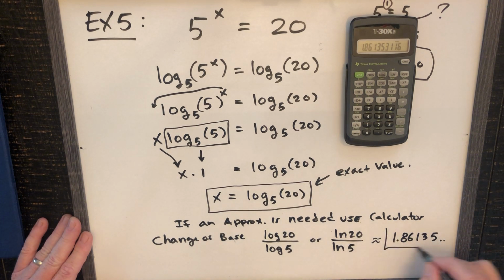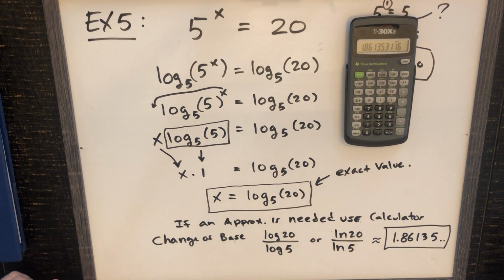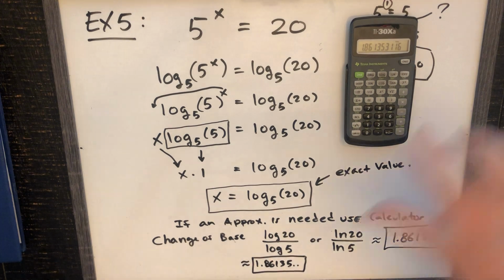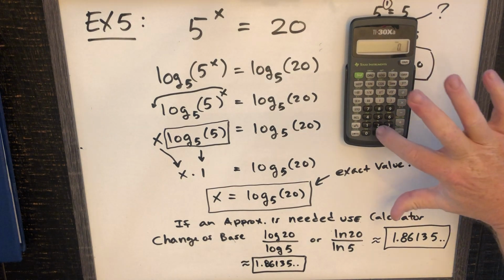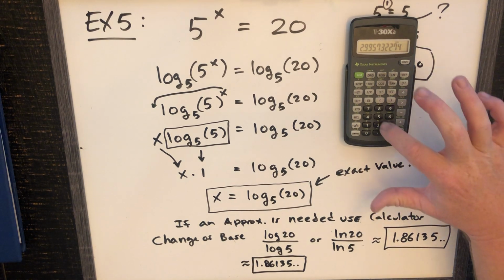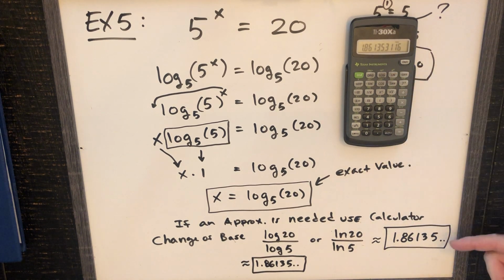And give me as many decimals as needed. I actually use the common log for my solution, but it does not matter. You're going to get the same result either way. If you'd like to see that, I can show you. I'll try natural log of 20 divided by natural log of 5, and I still get the same approximate value, 1.86135. Okay, round as directed.